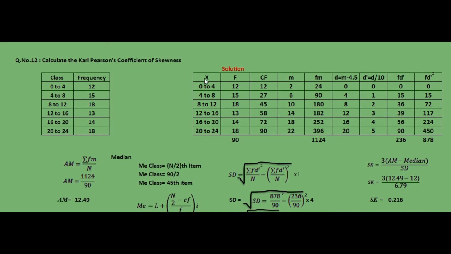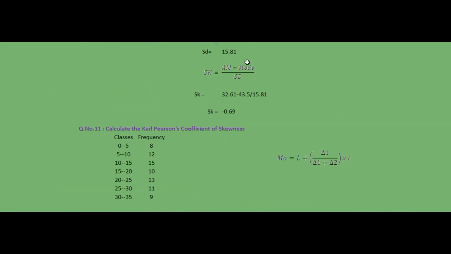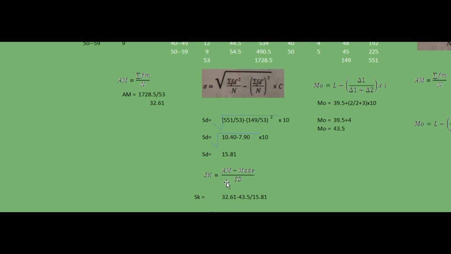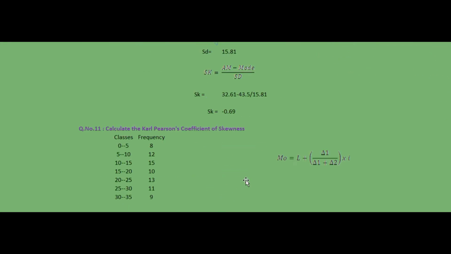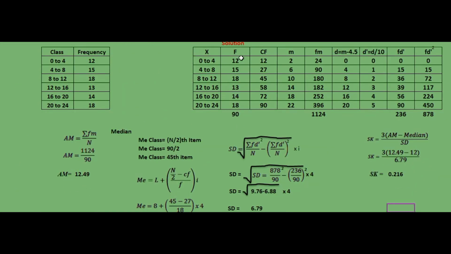Then you need to find the mean. The formula is like this. If you see the previous question, you may get the idea. If I show you the previous question, what is the formula of skewness? Arithmetic mean minus mode by standard deviation. Is it possible to find the mode here? Refer now: the highest frequency is the mode class. Highest frequency here is 18, and one more 18 is there. If the highest frequency occurs two times, it is difficult to find the mode.